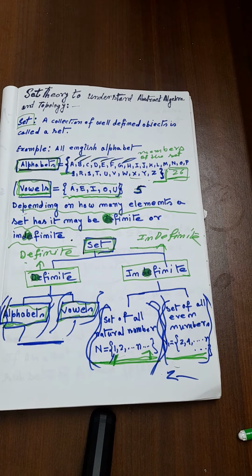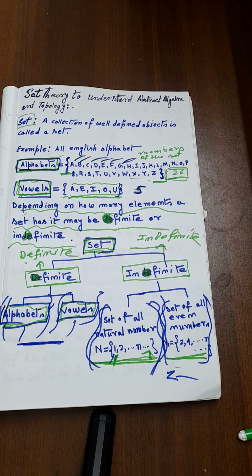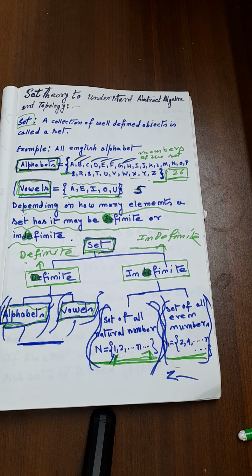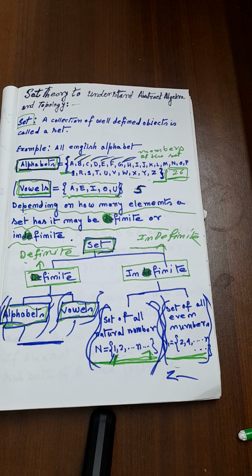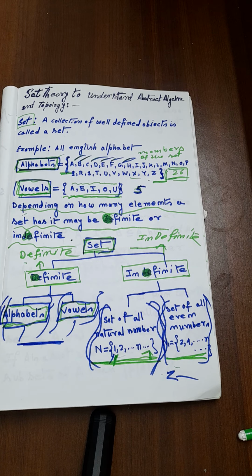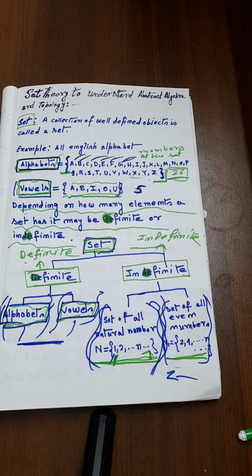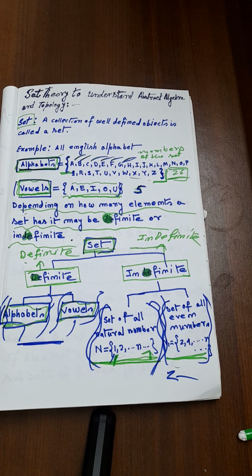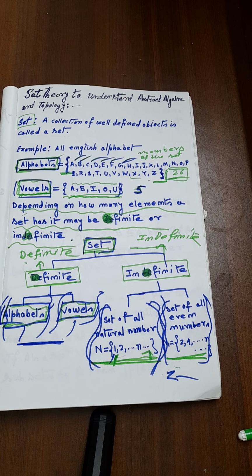So you can see the title: set theory to understand abstract algebra and topology. Again, I am repeating, without knowing set theory and functions, we will not be able to understand abstract algebra and topology. So please brush up your knowledge. At least keep all these things in your mind, whatever I am going to show you in this video for set theory. I will be imparting training on functions in the next video. Please keep all this in your mind, or else you will not be able to understand abstract algebra and topology.